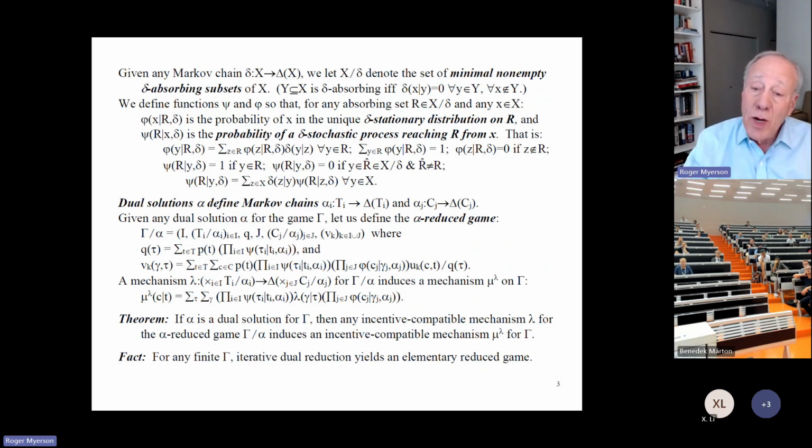The receivers, once they're told a minimal absorbing set, if they obey the mediator's recommendation, are going to randomize according to the unique stationary distribution on that set. Then they get their payoff, and that's it. That's the reduced game. Let me just observe: any mechanism on this reduced game would be a function, a lambda mechanism, from the profiles of reduced types for the senders into probability distributions over the reduced actions. Here's the big theorem.